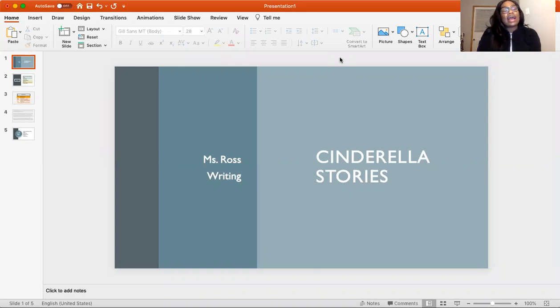So, I heard in tech study, you all learn about the really cool story elements that are in Cinderella stories. Miss Miller came up with this amazing idea to make a connection between tech study and writing. I don't know about you, but I thought that was a great idea too. So today in writing, we're going to use what you all have learned in tech study to come up with our very own Cinderella stories.